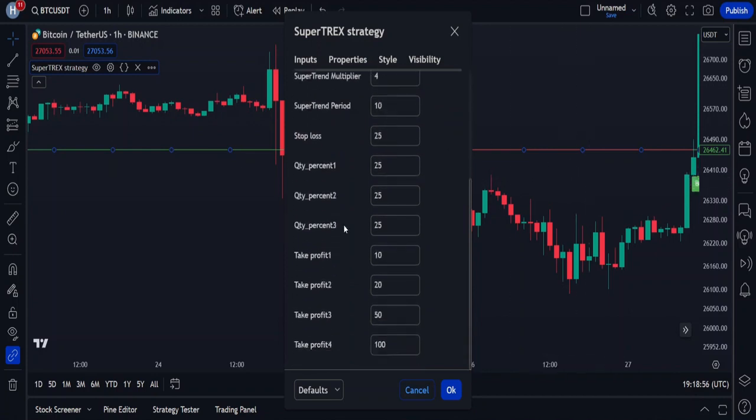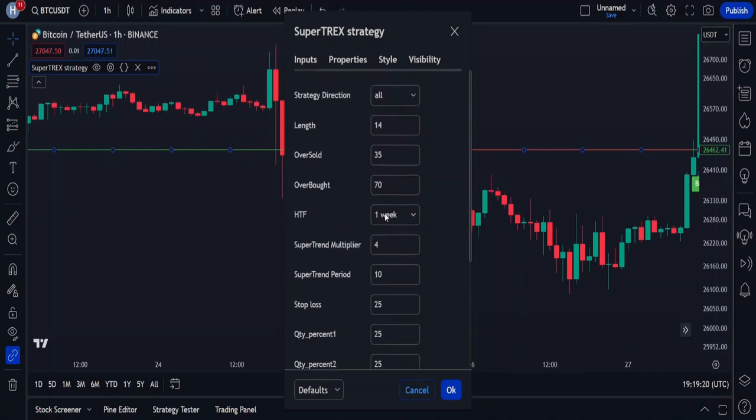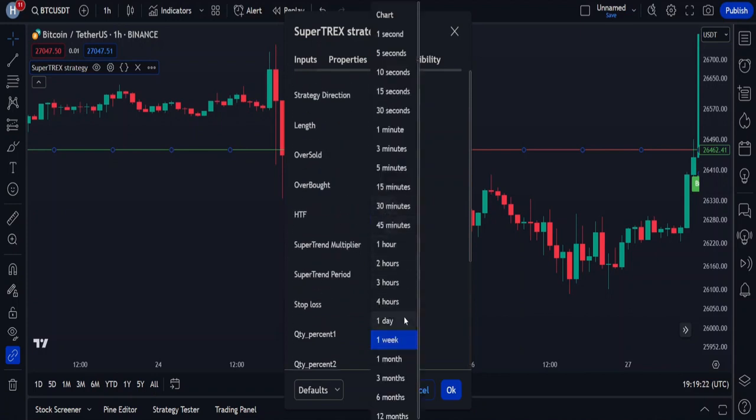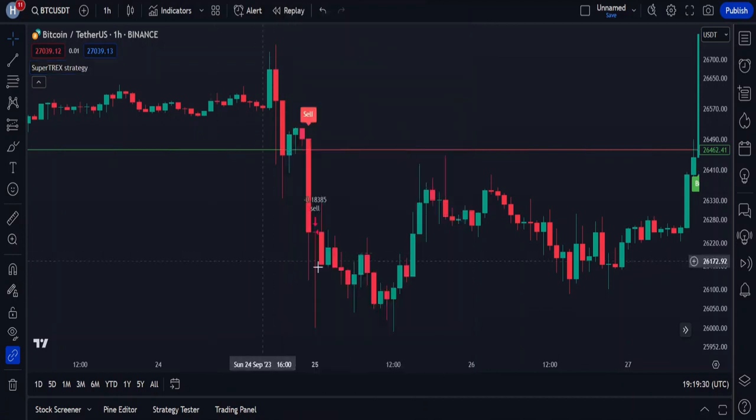If we scroll down a little in the Input section, we would find Take Profit 1, 2, 3, and 4 options, and we can adjust their percentage numbers. We will set the first target to 2%, and the second one to 4%. The third one to 6%, and finally the fourth one to 8%. We have got another important thing here in the settings, which is the High Time Frame option, or HTF. Whenever we want to trade using the 1 hour, 4 hours, or 1 day time frames, it's better to set this option to 1 week. Now the settings for this indicator are done, so we will close the settings.